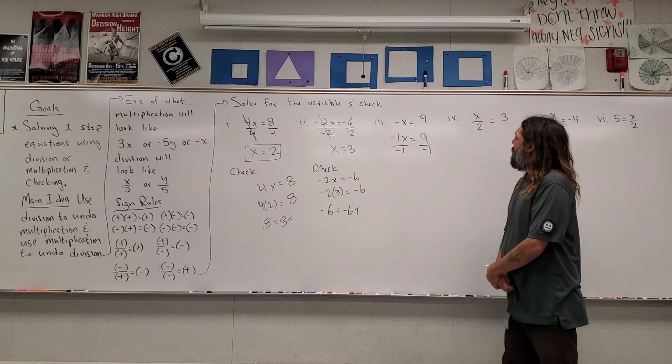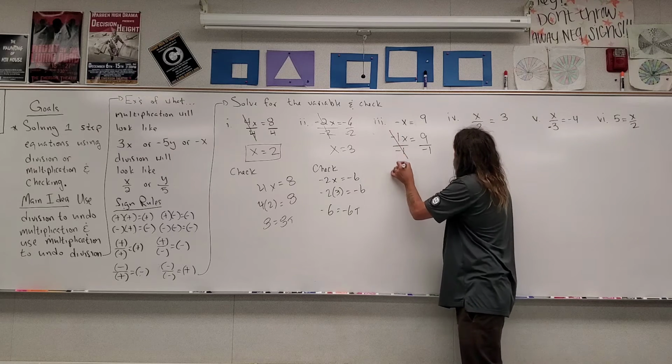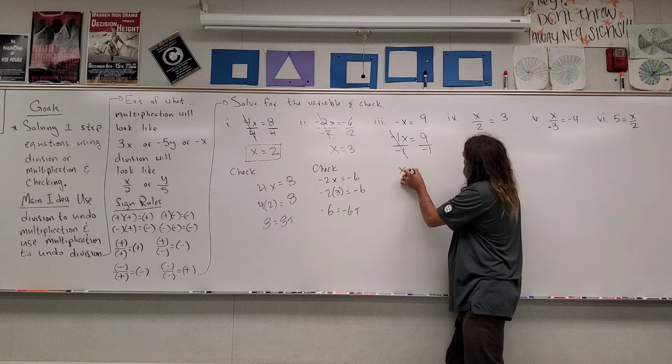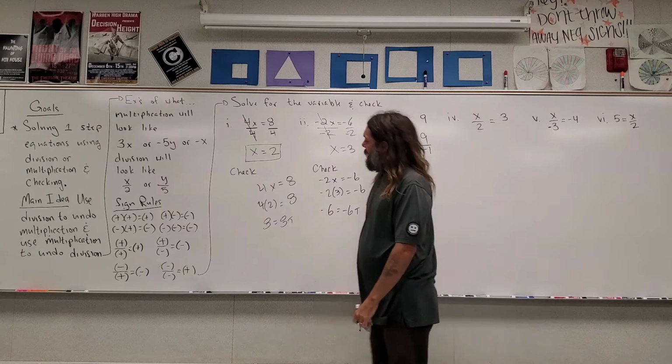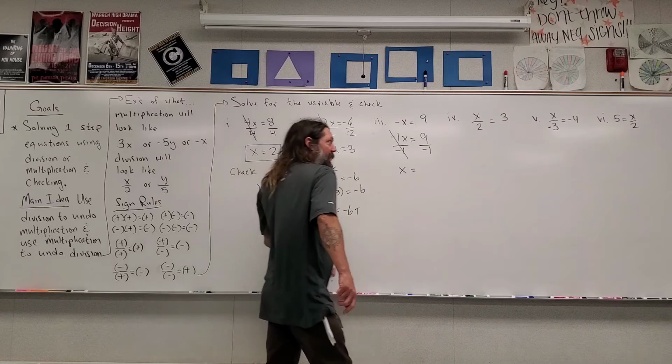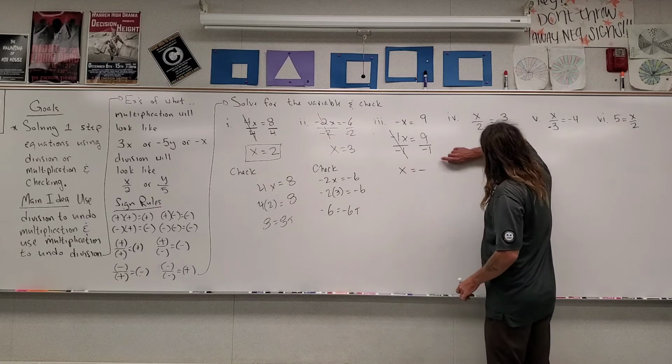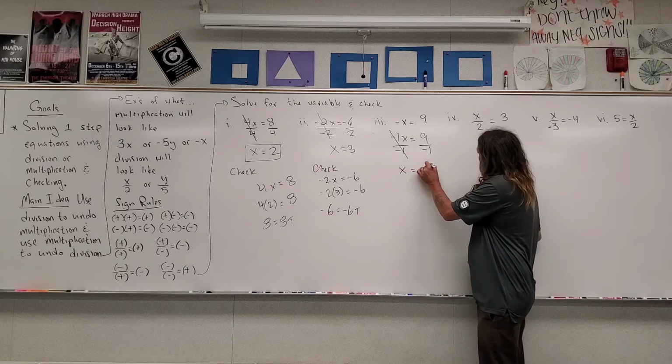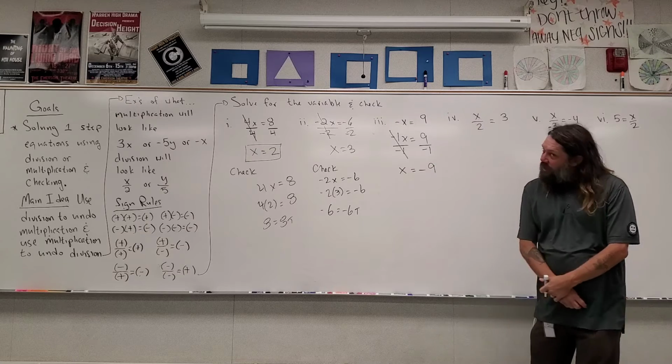Alright, so here we go. These numbers divide each other, they cancel out, and that means that x is equal to, well, I got a negative dividing into a positive, so I know my answer will be negative. And I can put -1 into 9, -9 times. I need to now check this.